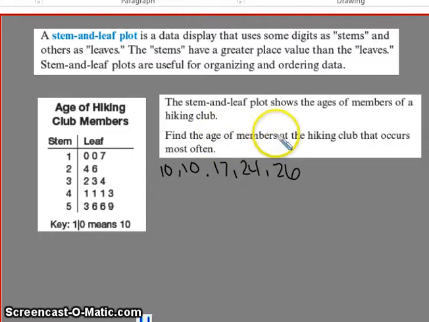Now we want to find the age of the members of the hiking club that occurs most often. So we're looking for one of these numbers that occurs the most. Now see, I have 1, 0, and 1, 0, so I have 2 10s, so that's quite a few. I have a 5, 6, and a 5, 6, so I have 2 56s. But look here, I've got 3 1s in this category right here. Now that does not mean that 1 occurs most often, but that 4, 1 occurs most often. So 41 is the age that happens most often in this group of hikers.